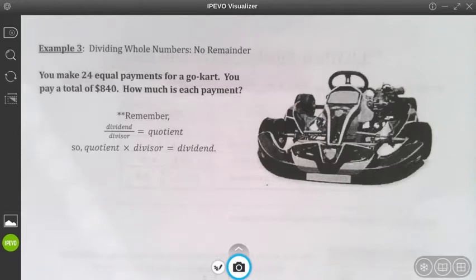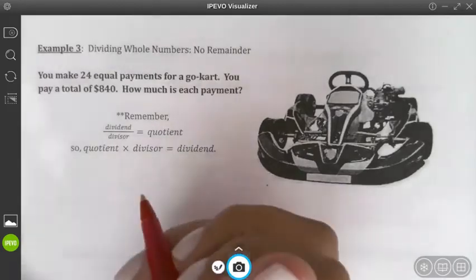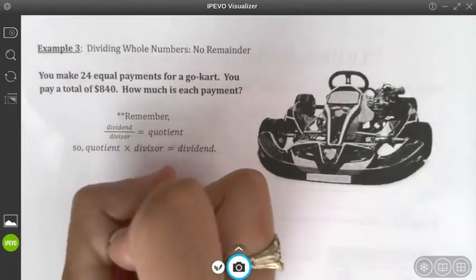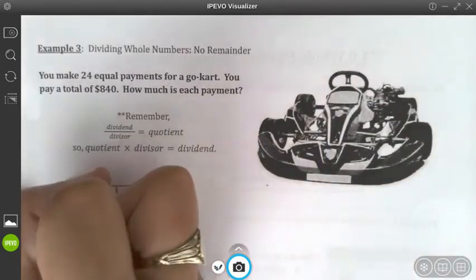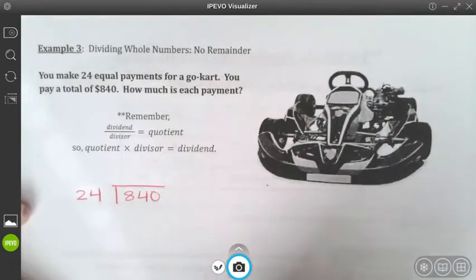So this is going to be a dividing problem. We're going to find the quotient. And the reason we know that is we are given a total amount. We are told that we have equal payments, and we want to know how much each part is. We're separating this into parts, each payment. So we're going to do 840 split into 24 equal groups.